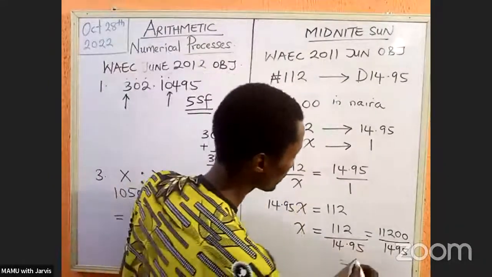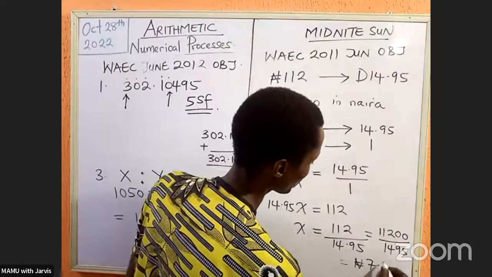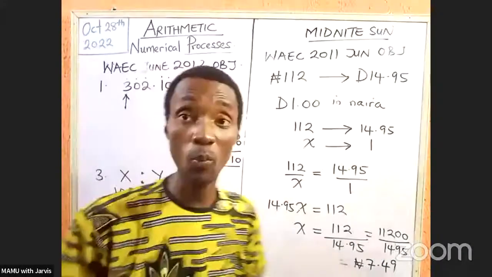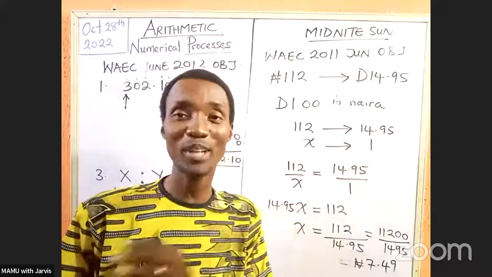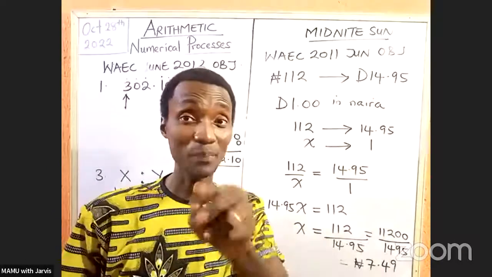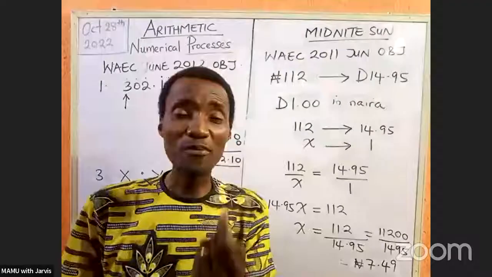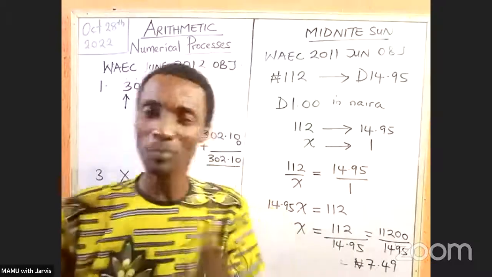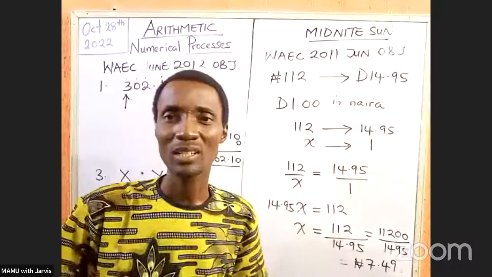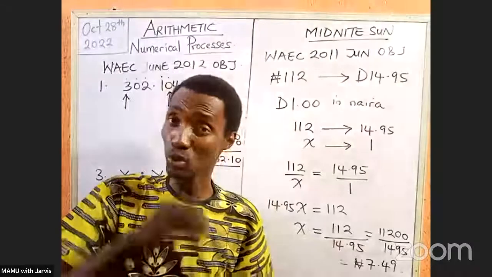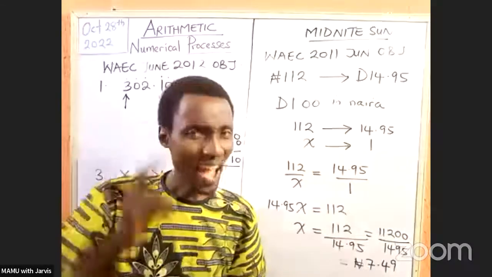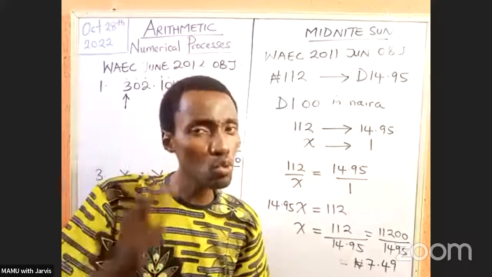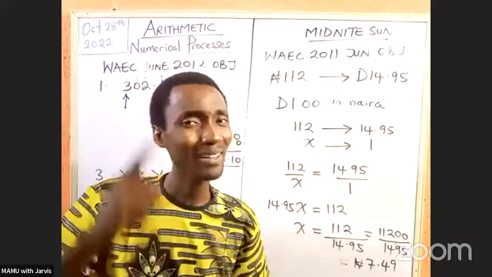So that will be 7 naira 49 kobo. The answer will not be 7.491. There's a catch here. Remember that every currency calculation is to 2 decimal places. Please write that somewhere in your book. I'm going to repeat that, and I want you to write it somewhere in your book. Every currency calculation is always to 2 decimal places.